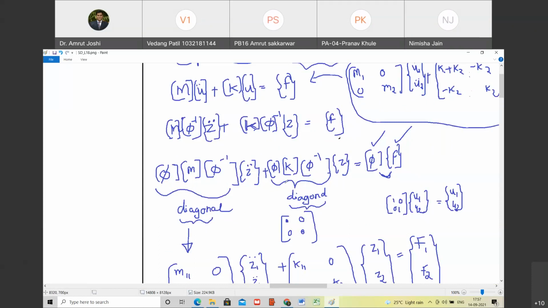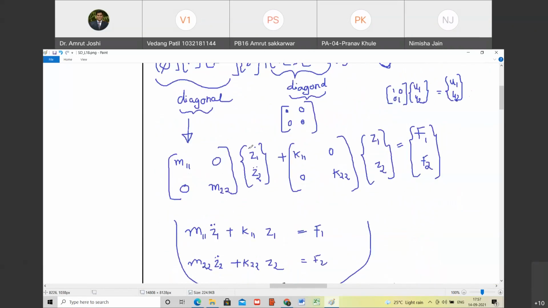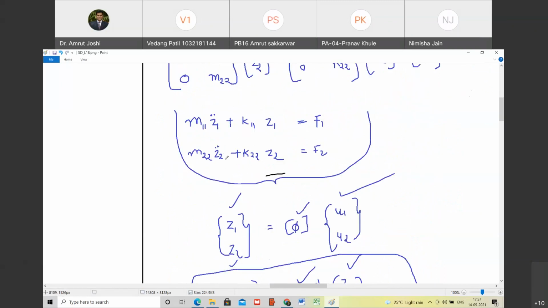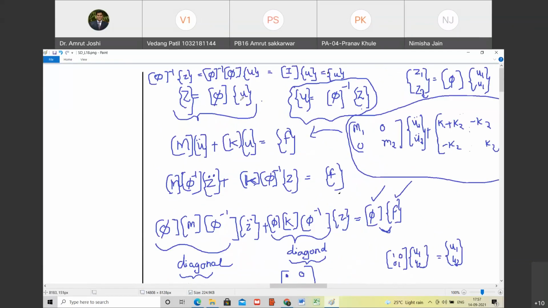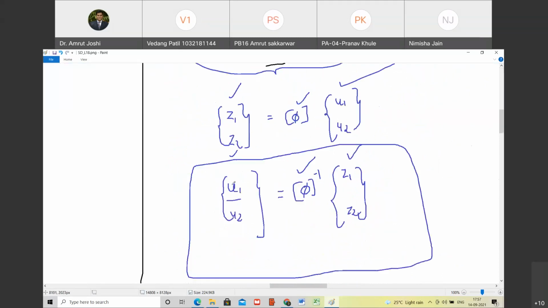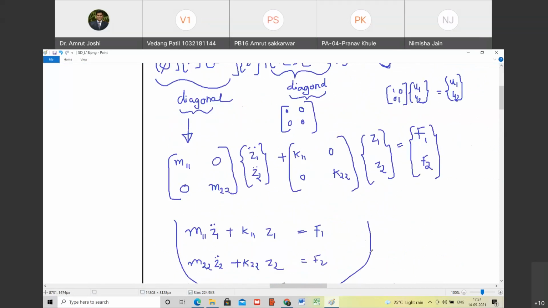Okay, sir. So the moment I get these two matrices as diagonal matrices, this system becomes an uncoupled set of equations in the Z coordinate system. Are you with me? Yes. So I will solve it, and I will get Z1, Z2, Z3, and so on, and then I will apply the inverse transformation. Z is equal to phi times U, so U is equal to phi inverse Z. I know Z1, Z2, so I will be knowing U1, U2. Are you with me? Yes. So in the Z coordinate system I am solving two single degree of freedom systems instead of solving the coupled equations. Are you with me?